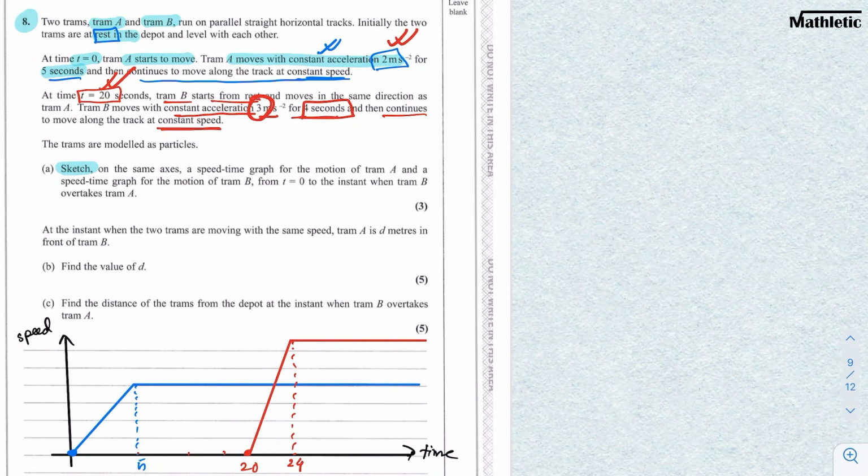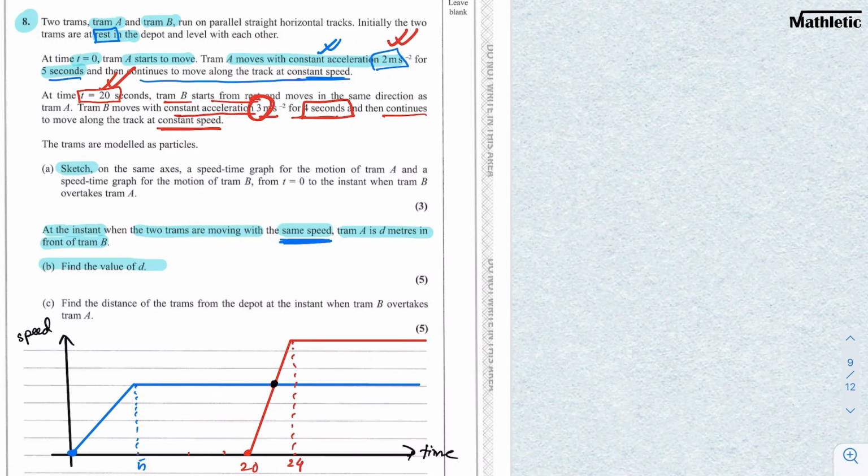Next, let's start part B. For part B, at the instant when the two trams are moving with the same speed, tram A is d meters in front of tram B. The first point we should notice is that they are moving at the same speed. So when did that happen? We need to find that time. Since this is a speed time graph, the intersecting point of this graph is the point when they are moving at the same speed.